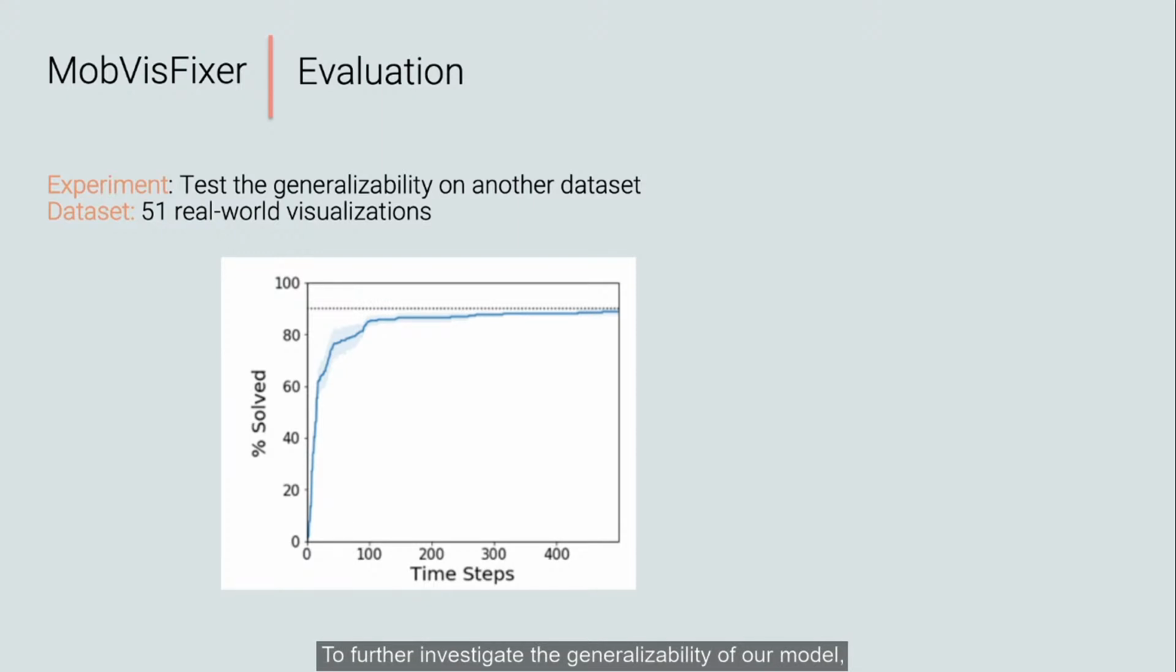To further investigate the generalizability of our model, we conduct another experiment on 21 visualizations with a trained model. The results show that MobileVisFixer works for 89% of the visualizations.